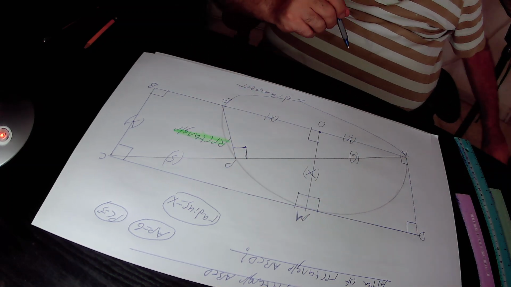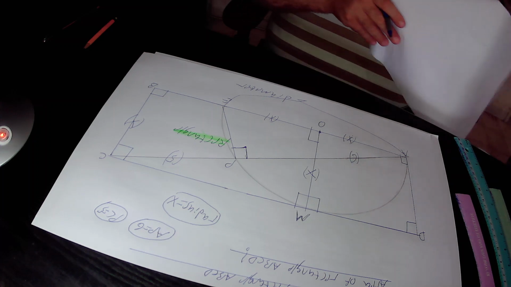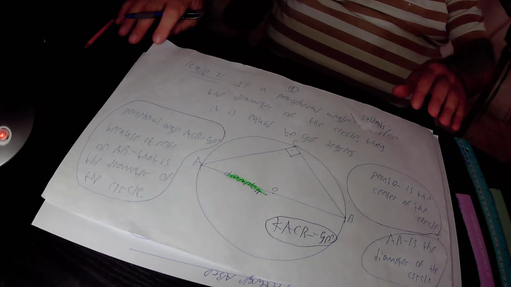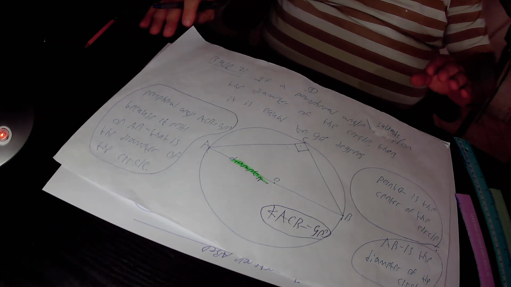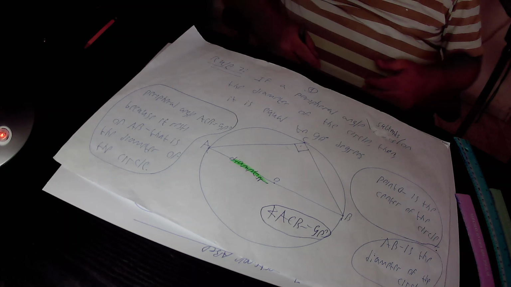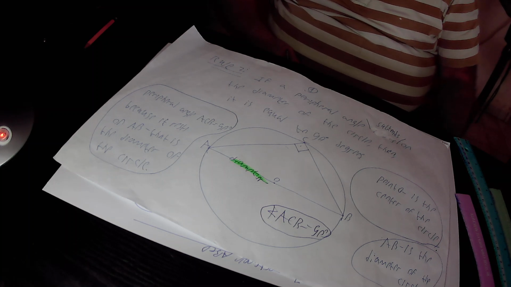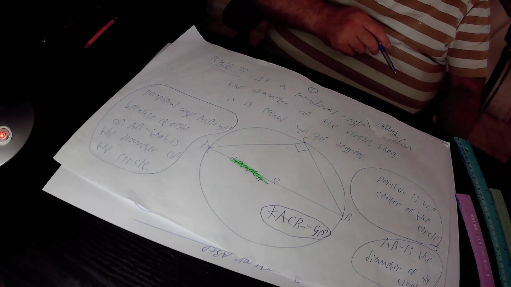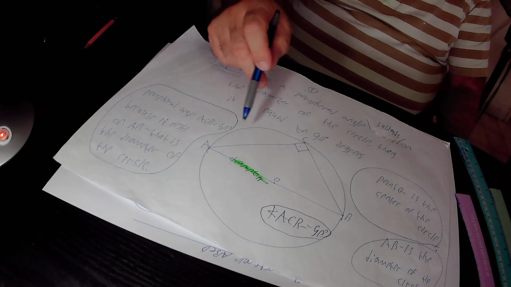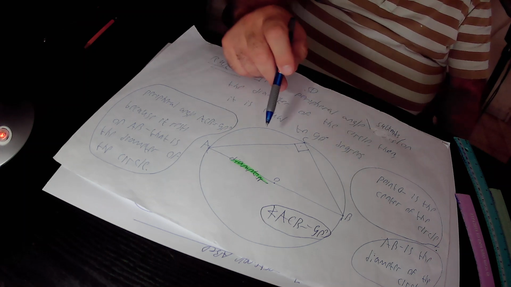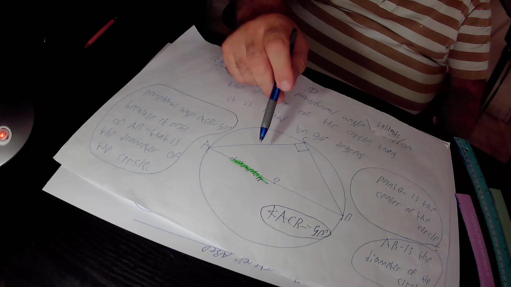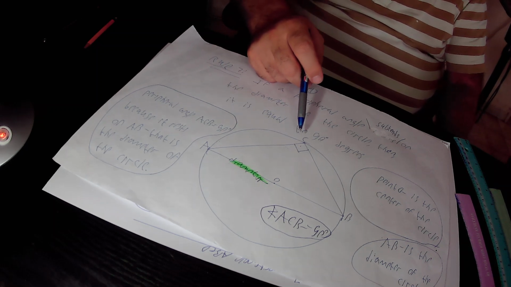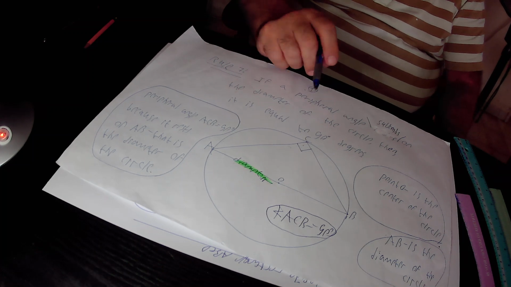According to rule 7, if a peripheral angle subtends on the diameter of the circle, then it is equal to 90 degrees. In the drawing, we have a circle, and AB is the diameter of this circle. This is peripheral angle ACB that subtends on AB, that is the diameter of this circle, and therefore peripheral angle ACB must be equal to 90 degrees in its size.